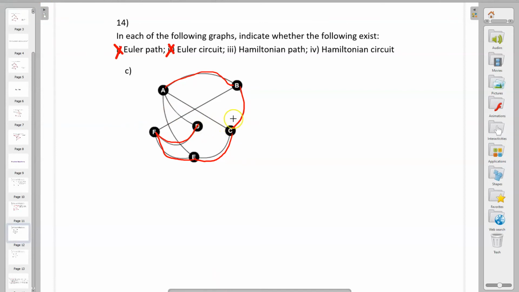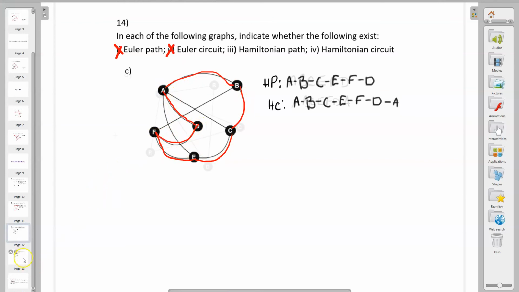With that path, we've been successful in finding a Hamiltonian path. Call it HP for short. A, B, C, E, F, D gives us a Hamiltonian path, and luckily only one more leg to go to give us a Hamiltonian circuit. We've started at vertex A, went through all the other vertices, and ended up back at vertex A again.